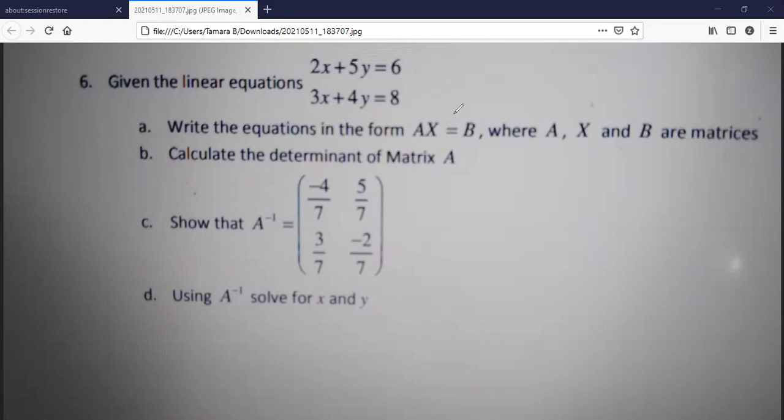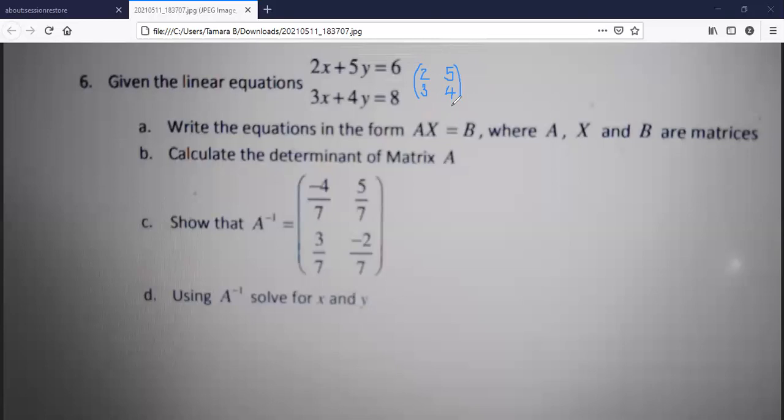Part A of this question asks us to write the equation in the form of AX equal to B. And guys, simply put, A here represents the coefficients of the unknown X and Y. So in layman terms, A is just a matrix consisting of all the numbers that are in front of X and Y. So to write A, 2 is in front of X, 5 is in front of Y, 3 is in front of X again in equation 2, and 4 is in front of Y, or the coefficient of Y. That's A.